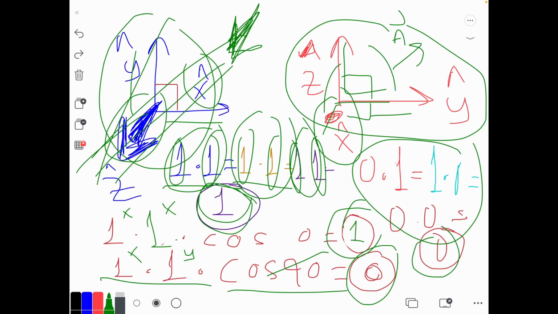And also another part, we know the perpendicular dot product, because I told you cosine of 90 is always going to be 0, and cosine of 0 is always 1. So that's how we can get the proof of these.